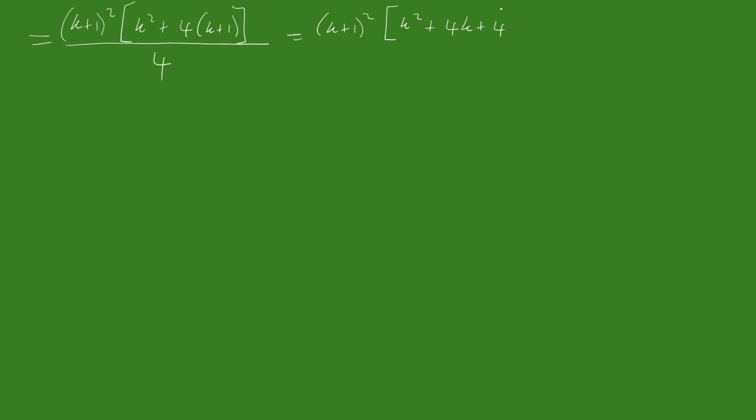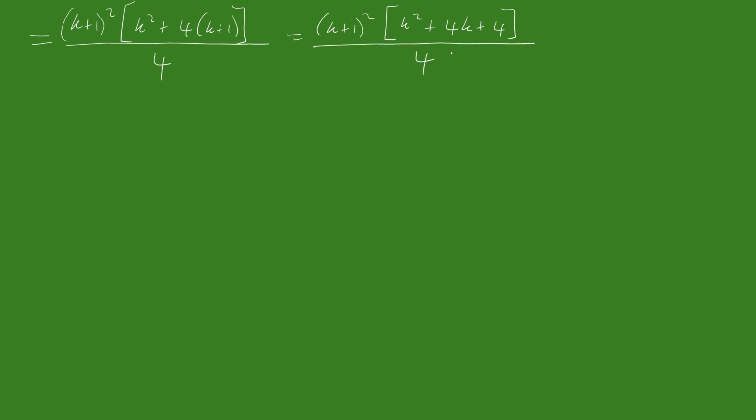So continuing, we have (k+1) squared into, and then in the square brackets we had k squared plus 4 into (k+1), and all of this is over 4. So let's further simplify. We'll leave the (k+1) squared as is, and then inside the square bracket we have k squared plus, so 4 into (k+1) gives us 4k plus 4, and this is all over 4.